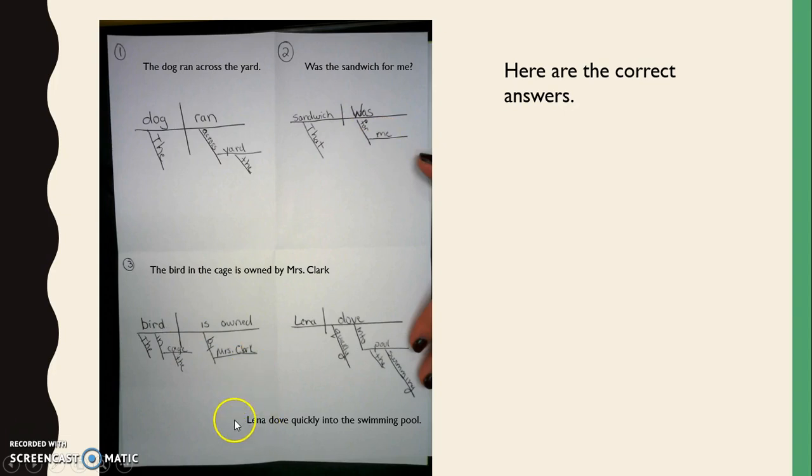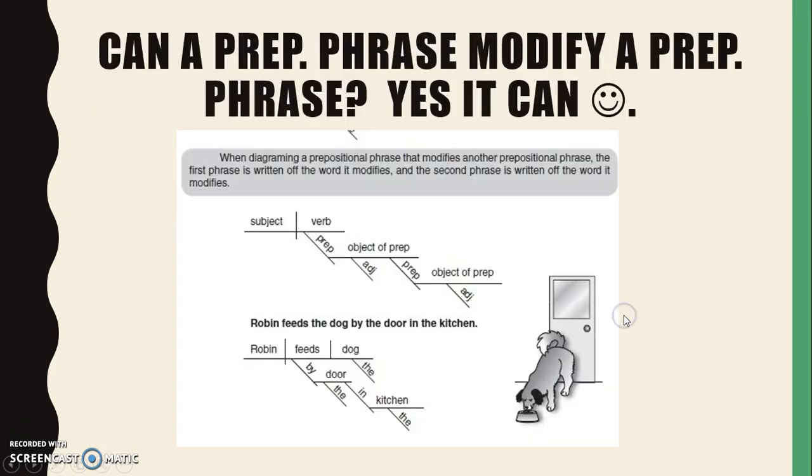The bird in the cage is owned by Mrs. Clark. In the cage modifies bird, is owned, that is our verb phrase, by Mrs. Clark, no modifiers. And Lena dove quickly is just your adverb, into the swimming pool. We have two modifiers for pool, the and swimming. Hope you did well.